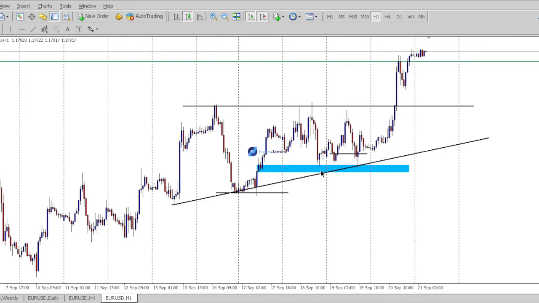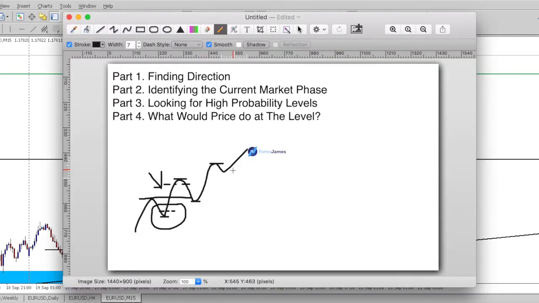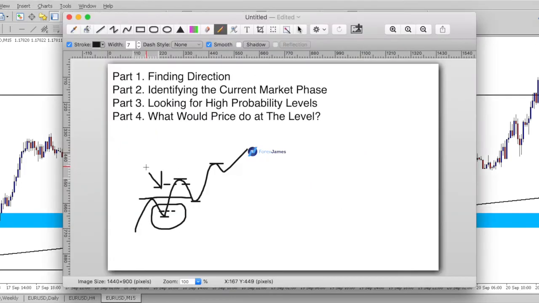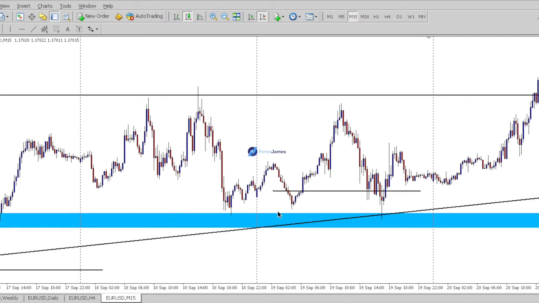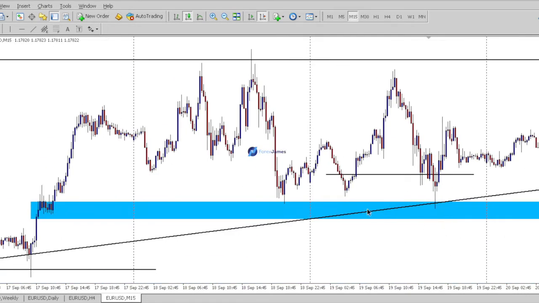and I got long at this demand level. And this was the trigger for me on the M15. It's this candle here. So when price approaches this level, ask yourself what would price do at the level. There's only two things it could do, right? It could either break or it could bounce. Sometimes it stalls for a while and then it chooses its direction, break or bounce.